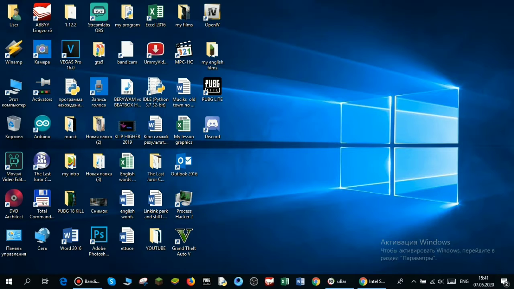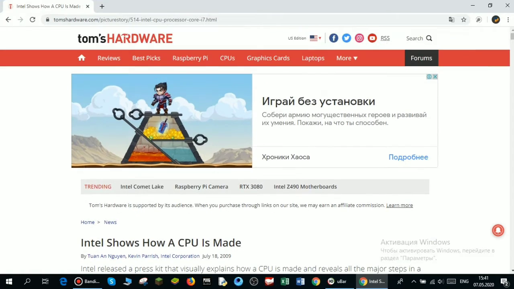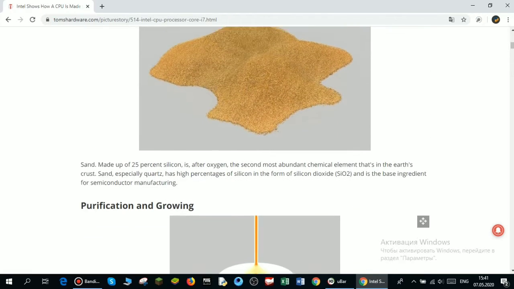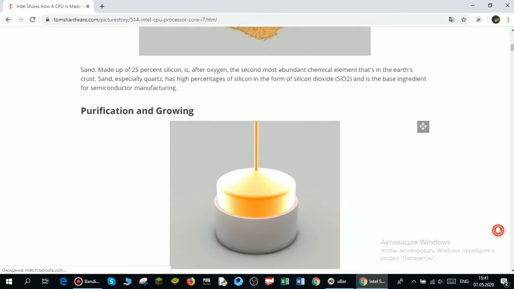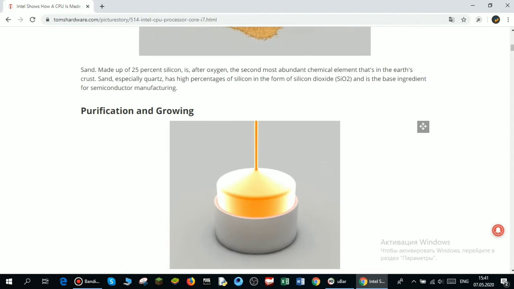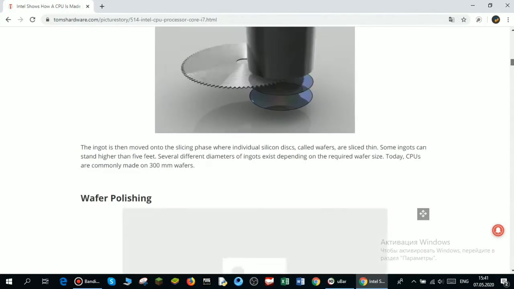Okay guys, this is interesting information which I found on Google, and I want to show it to you and explain it in a short way. Okay guys, let's go. Intel shows how a CPU is made. That's the photo of how the CPU is made, and as you can see, these are chemical elements.